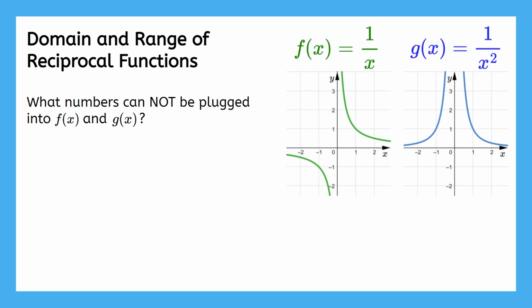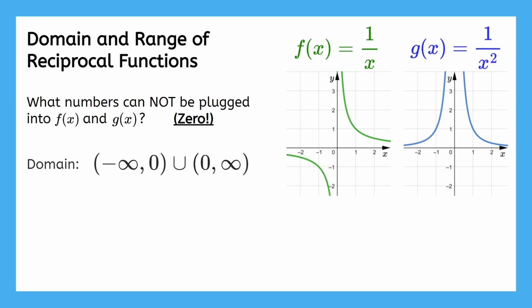Well, what is the only number that can't be the denominator of a fraction? It's 0. Seems like it's always 0 making things difficult, isn't it? The domain of both of these functions is all real numbers except 0. Do you remember how to write this in interval notation? We're going to need 2 intervals, one on either side of the 0 with soft parentheses because 0 is not included. For the range, it will be different between these two functions.